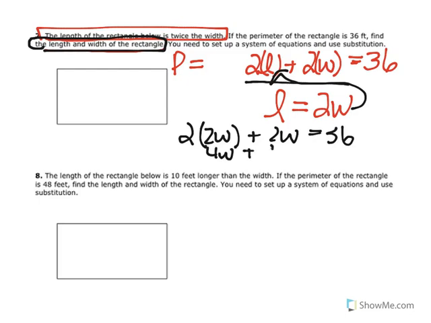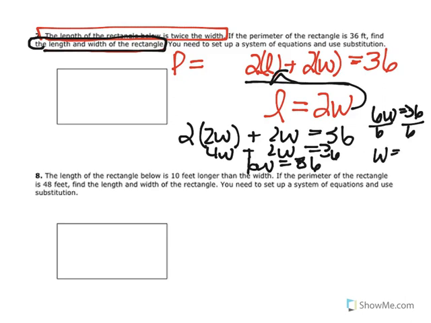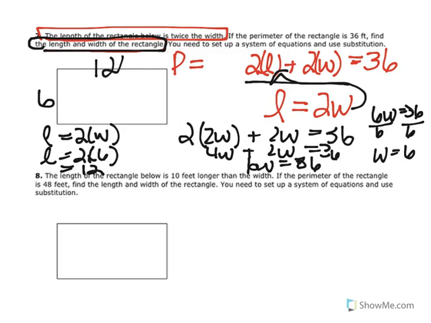So 4W plus 2W equals 36. 6W equals 36. Divide by 6. And W equals 6. So the width equals 6. And so to find the length, remember the length is equal to 2 times W. So the length is equal to 2 times 6, so that equals 12. So the width is 6, the length is 12.